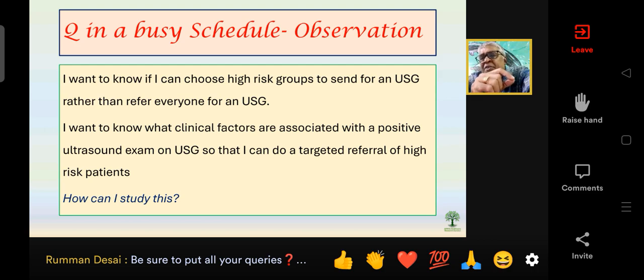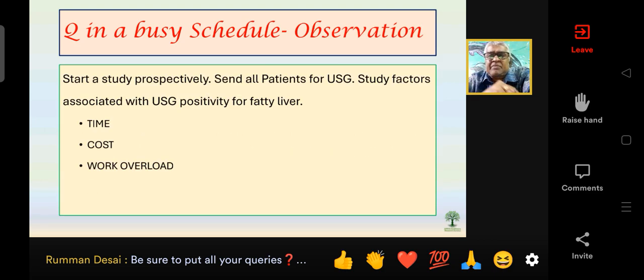So what I want to know is whether I can choose high-risk groups to send for an ultrasound rather than sending everyone for an ultrasound. Can I choose a certain subgroup of these people that I clinically suspect to have fatty liver and send them for an ultrasound exam? I want to know what clinical factors are associated with a positive ultrasound exam so that I can do a targeted referral of high-risk patients. So how can I study this?